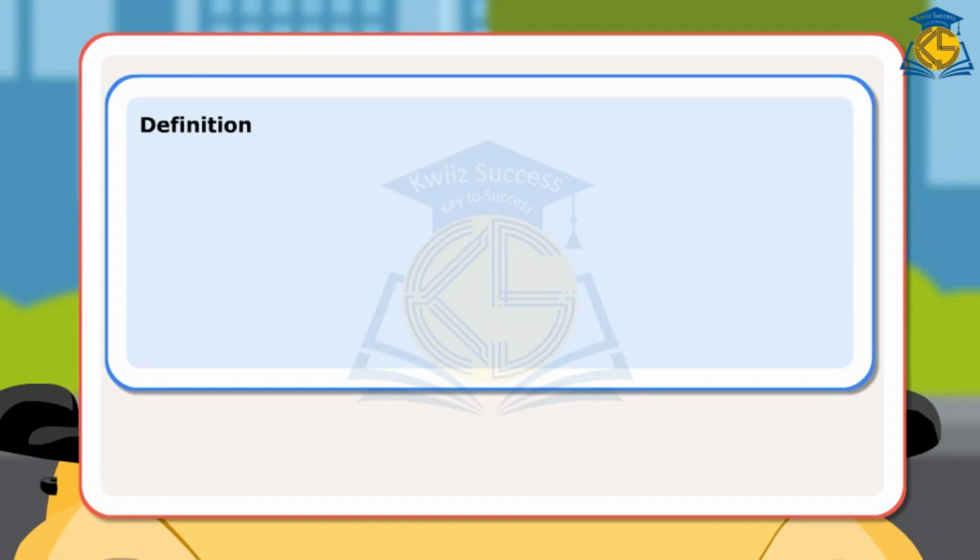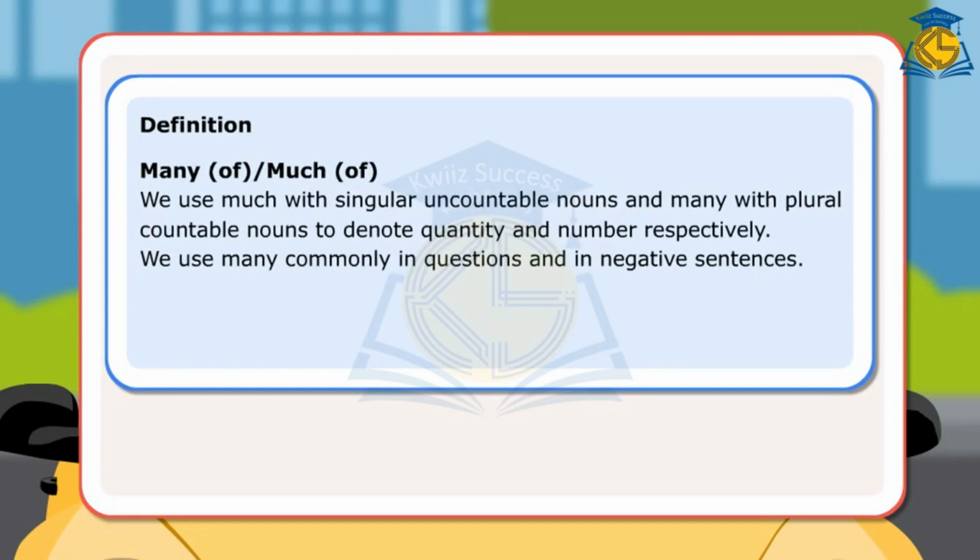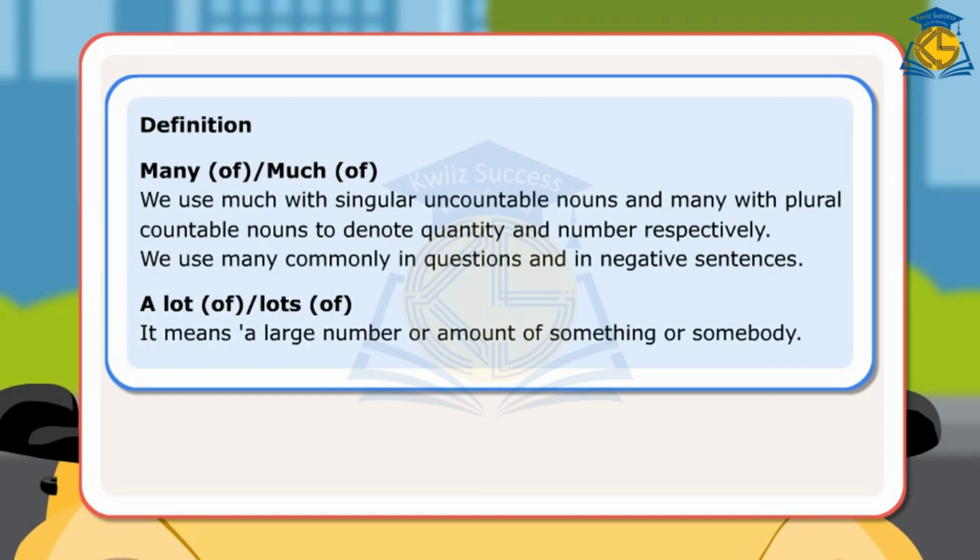Definition. Many of, much of. We use much with singular uncountable nouns and many with plural countable nouns to denote quantity and number respectively. We use many commonly in questions and in negative sentences. A lot of, lots of. It means a large number or amount of something or somebody.